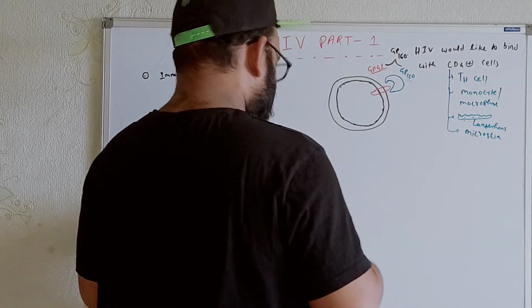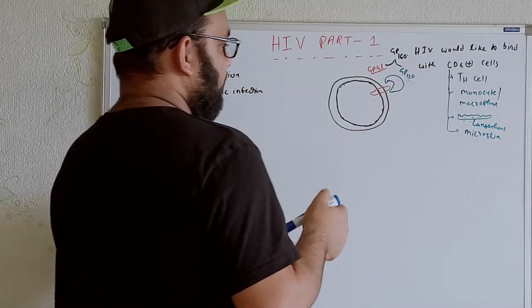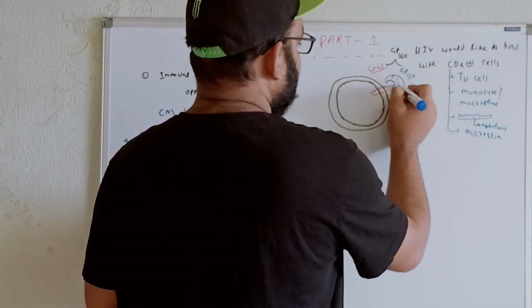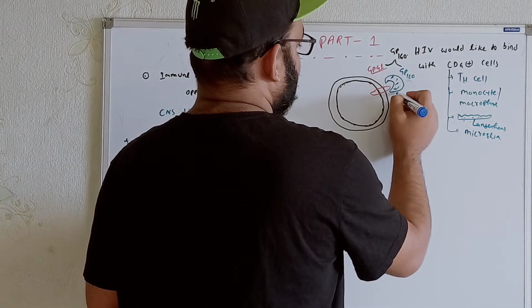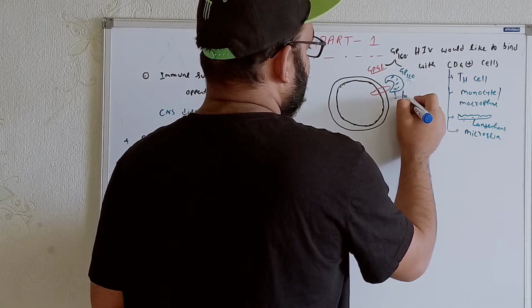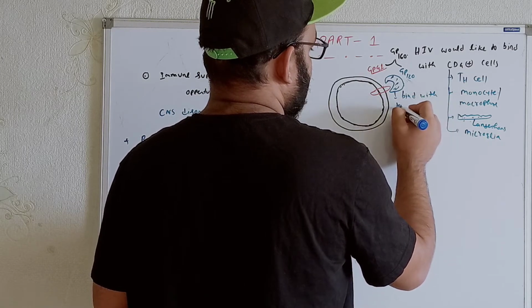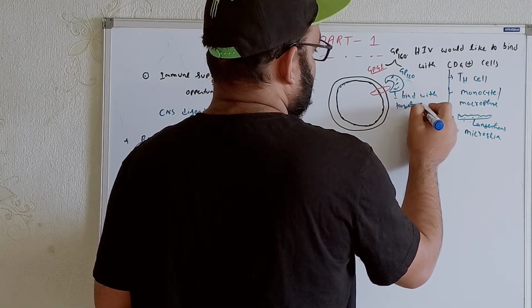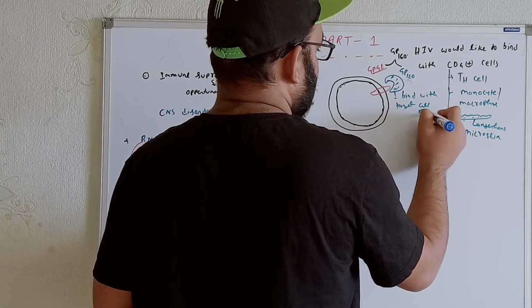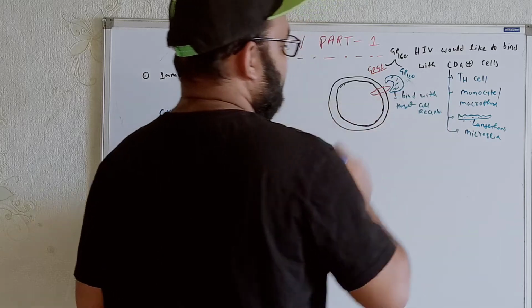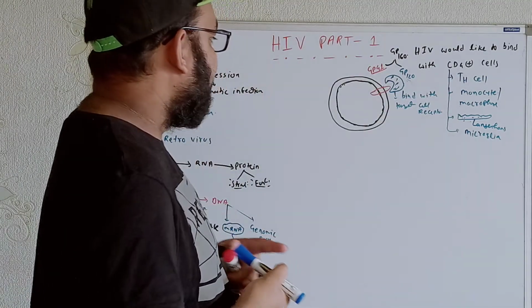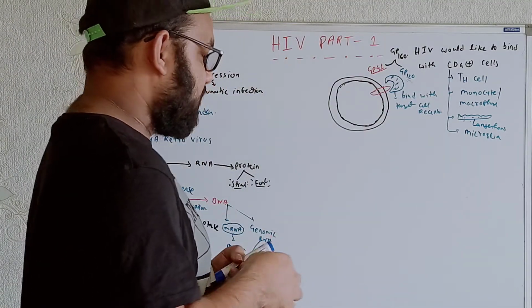Now, this is the site. This GP120 has the capacity to bind with the target cell receptors, in terms of the CD4 positive cells. Now, how they are getting bound with these structures, let's talk about all these things.